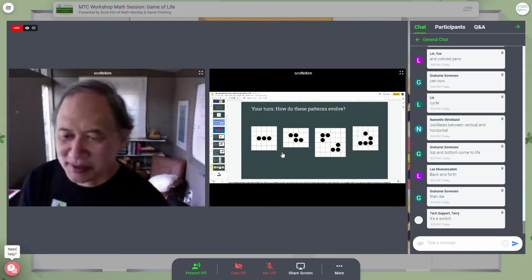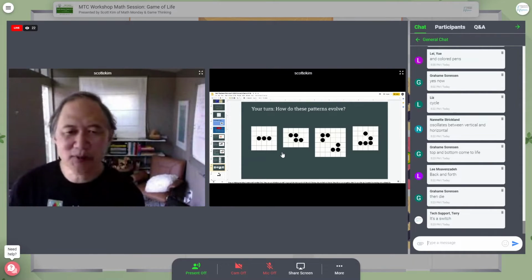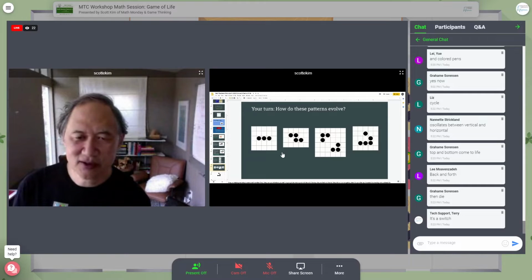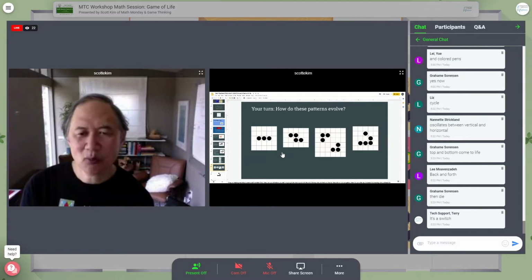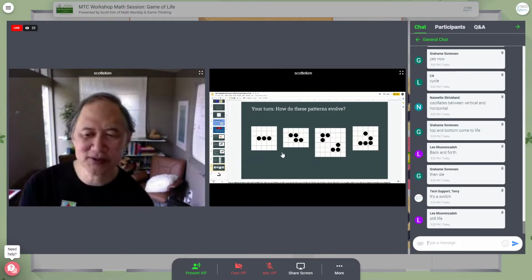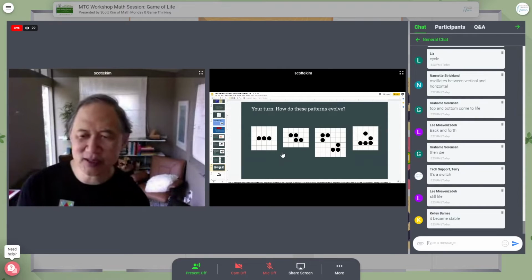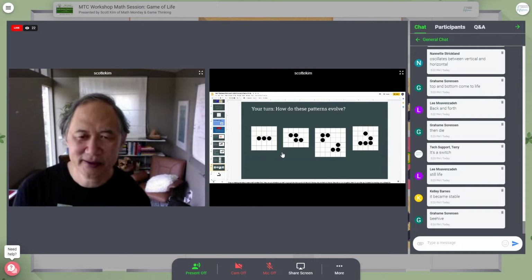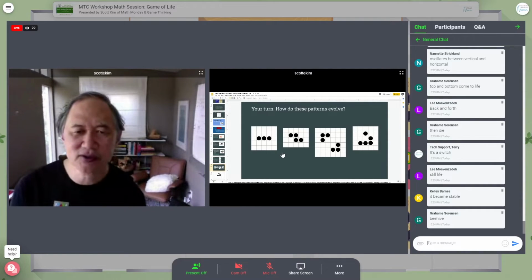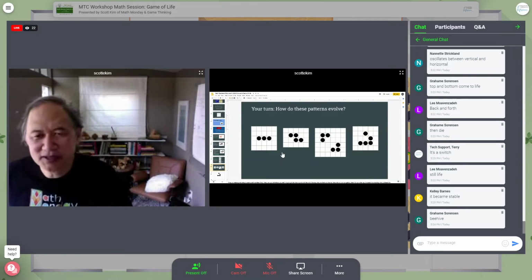Okay. Now what about the second pattern, the one that starts looking like sort of a letter N or something with 4 dots? If you found something, type it in the chat. What is its fate? What does it turn into? It turns into a still life, says Lee. It became stable, says Kelly. That's right. And what shape does it have when it's done? It's a beehive. That's right. It's a hexagon, and its official name is the beehive.